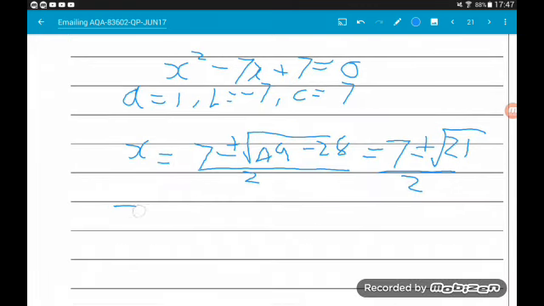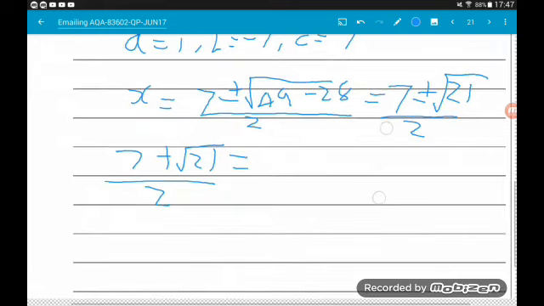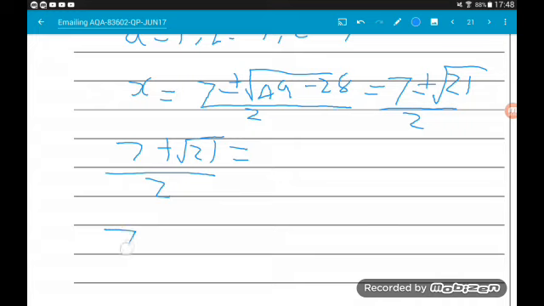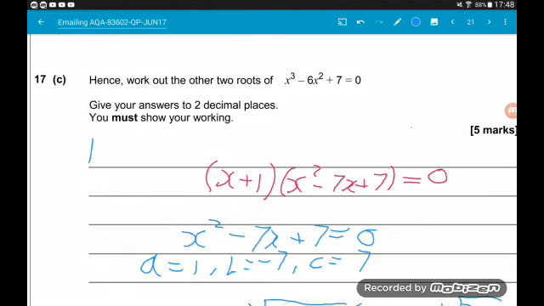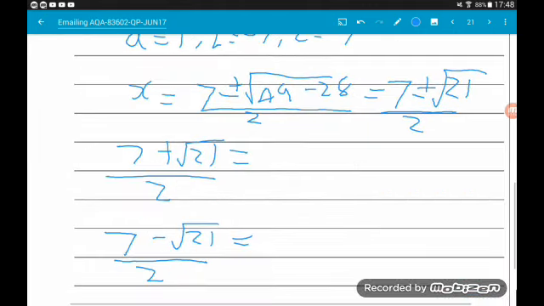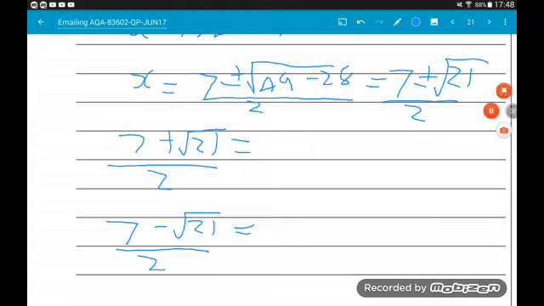We've got 7 plus root 21 all over 2, which is equal to something. Do that in a second. And 7 minus root 21 all over 2. So I think they wanted this to 2 decimal places. Yes, they did. So it's calculator time. Okay, so finally we get 5.79 and 1.21.